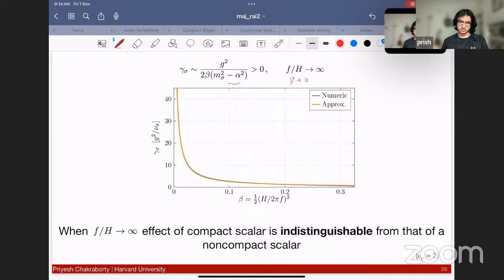This is for some choice of the mass of sigma. So it satisfies the two criteria that we saw before. It's infrared enhanced and it's large and positive. So its effect is going to be indistinguishable from a non-compact scalar.